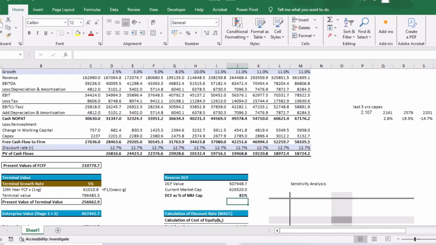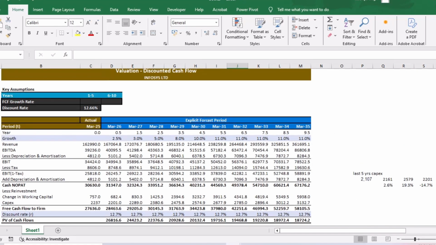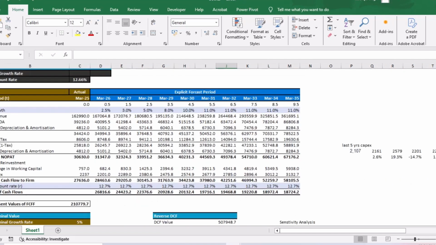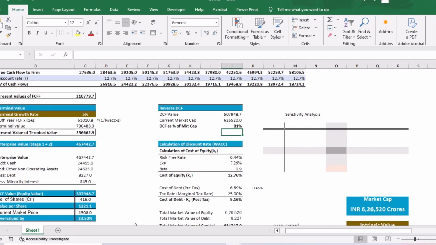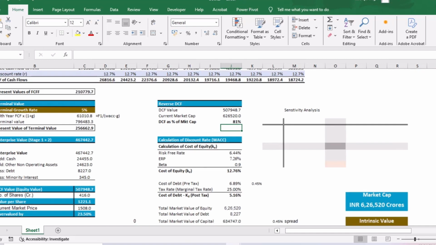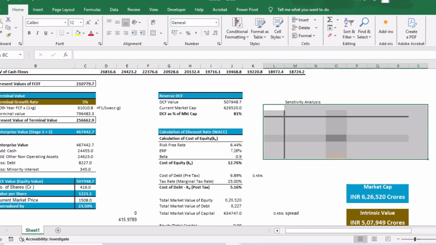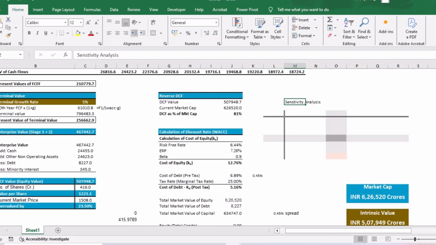The next most important part is doing sensitivity analysis. To do so, I have just an empty template. There's nothing in it. How to perform it? First of all, we will link it with the intrinsic value per share. You cannot see it because it's in white color. You can have it for now.